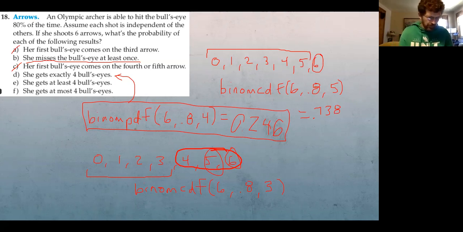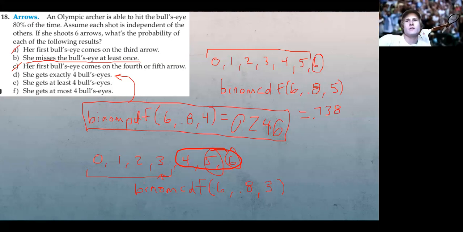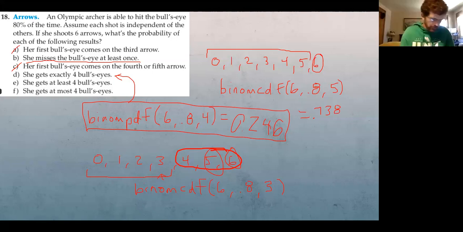I don't know if I was very clear. With our calculator, we can find the probability of this. And that binomial CDF gives me the probability of getting 0, 1, 2, 3. I want the probability that she gets at least 4. So what do I do for my final step? You subtract it from 1. There you go. So I can really just do this. 1 minus that cumulative probability will give me the probability that she gets 4, 5, or 6.